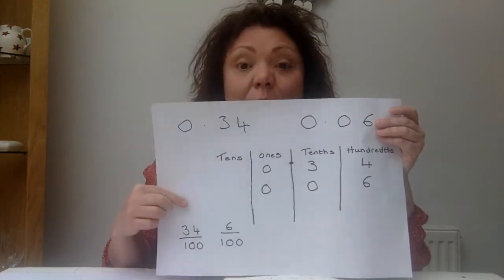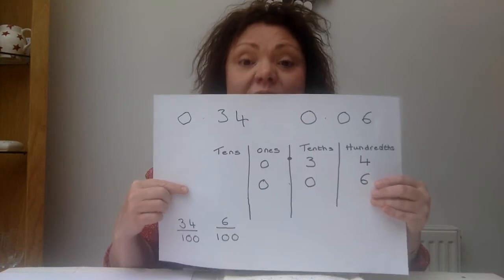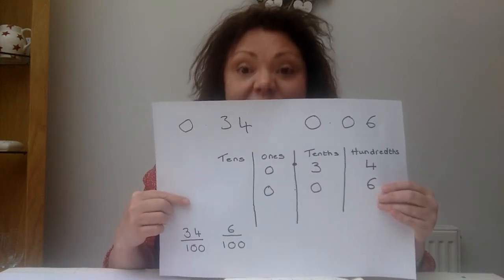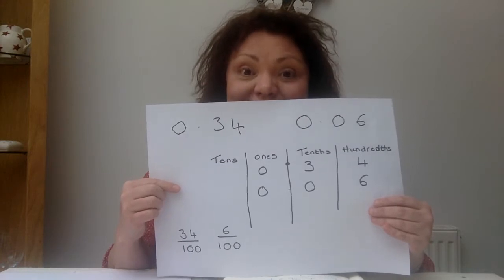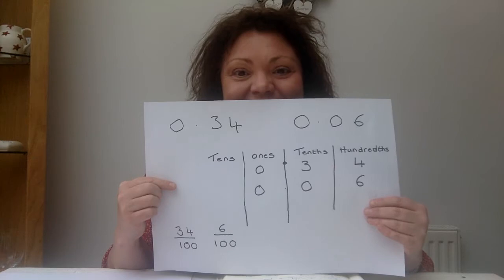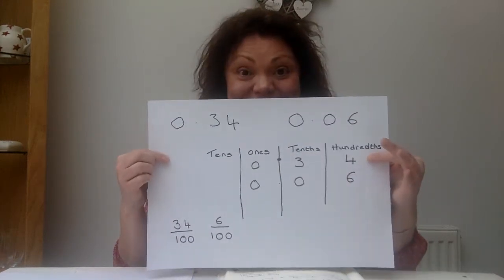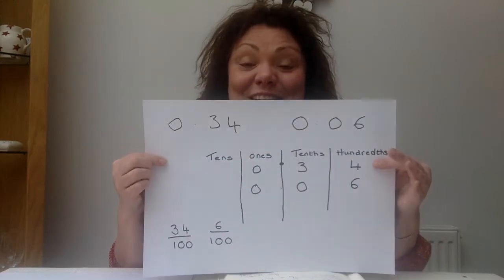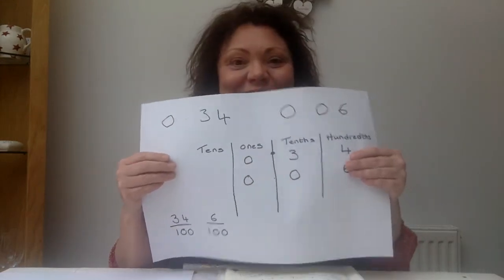0.06. So I plot it on the place value chart, and I put 0.06, and then it's really quite easy for me to see that that's 6 hundredths, isn't it? The work that you're doing today is based around that. So have a look at that video, have a go at those questions, and I know that you're going to do brilliantly on those.